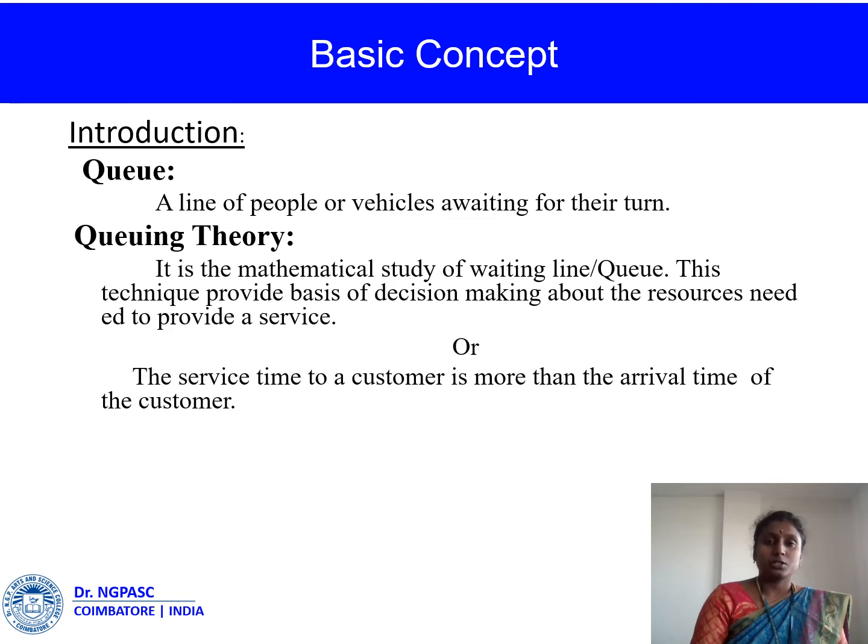So first, introduction. What is a queue? A queue is nothing but a line of people or vehicles waiting for their turn. Queuing theory is the mathematical study of waiting lines or queues. This technique provides a basis for decision making about the resources needed to provide a service, otherwise the service time to a customer is more than the arrival time of the customer.